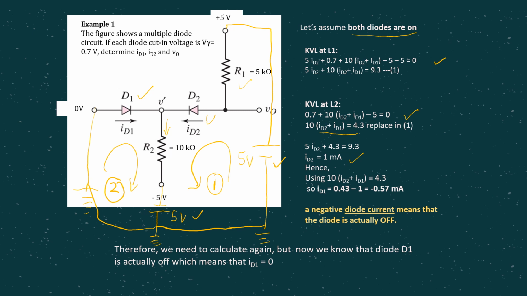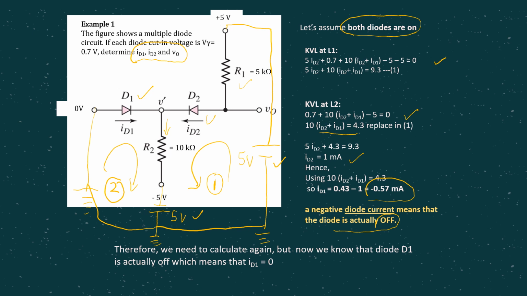Then you check what is ID1, because remember the question is asking for us to determine ID1, ID2 and V0. So you already found ID2, then let's check for ID1. Substitute in any equation, because one unknown is already known, which is ID2. So substitute accordingly. You are supposed to get the ID1 value, but in this case, as you see here, ID1 is negative 0.57 milliampere. So negative current means that actually the diode is off. What does it mean? It means that our assumption just now that both diodes are on is not accurate.